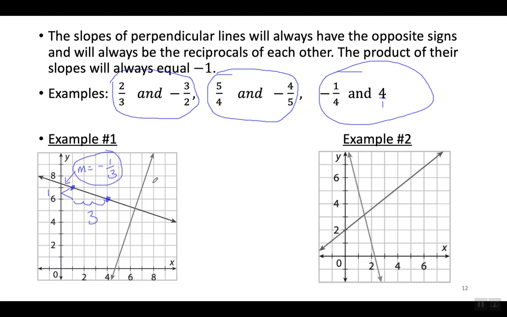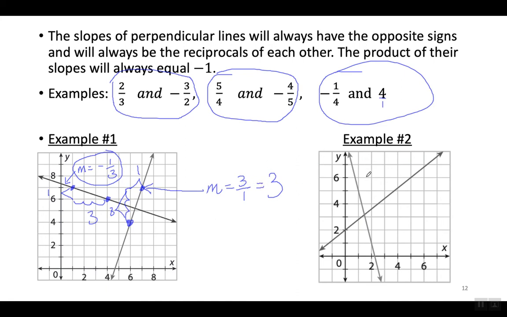Now let's do this line that's going up, okay? So the slope of this one, first of all, it has to be positive because it's going up. Now let me pick 2 points. How about this one and this one? The rise is going to be 1, 2, 3. And the run is going to be 1. So the slope is positive 3 over 1, which when you simplify it is 3. So yeah, that works out. That's correct. That's exactly what this says. They're opposite signs and they're the reciprocal of each other.